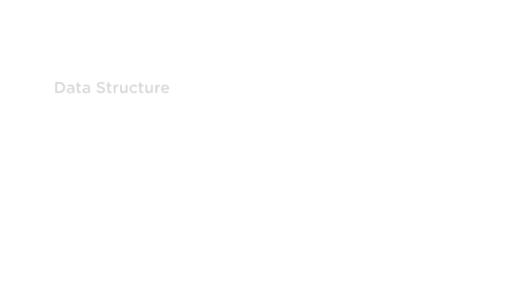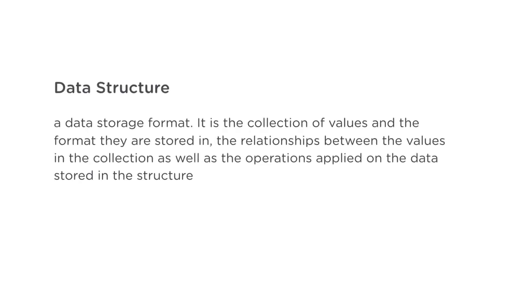Before we go further and dig into arrays, what exactly is a data structure? A data structure is a way of storing data when programming. It's not just a collection of values and the format they're stored in, but the relationship between the values in the collection, as well as the operations applied on the data stored in the structure. An array is one of very many data structures. In general, an array is a data structure that stores a collection of values where each value is referenced using an index or a key.